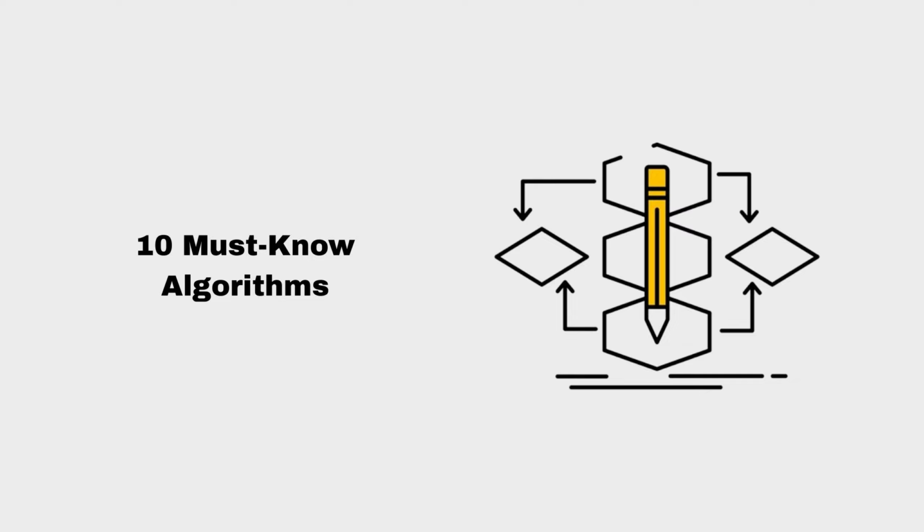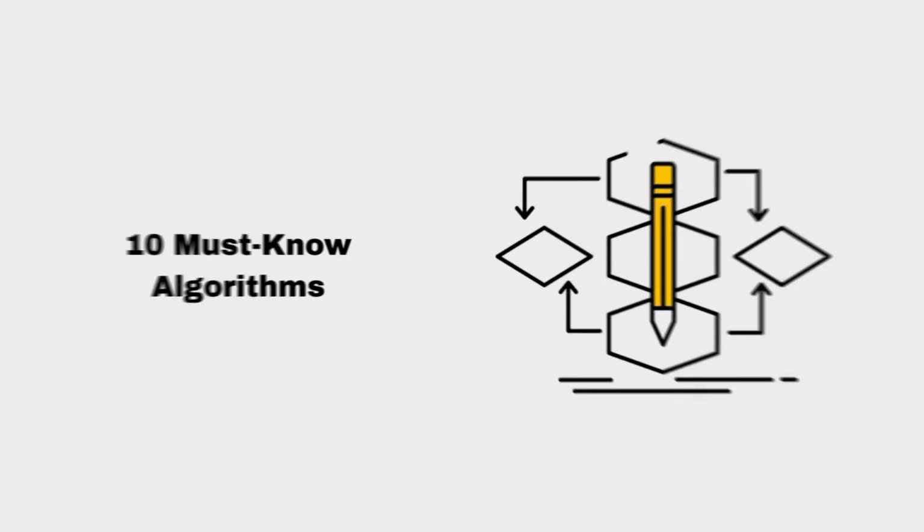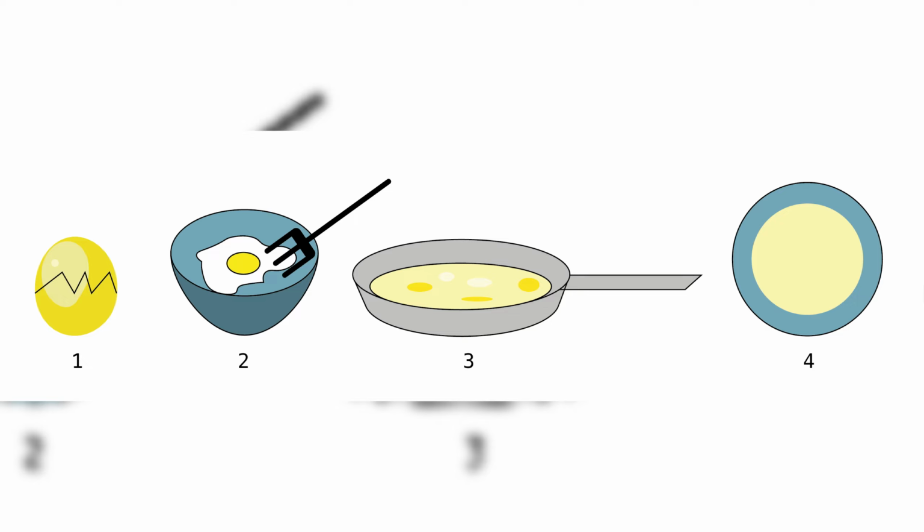Today, we're diving into the world of algorithms. Whether you're a beginner or just brushing up on the basics, we've got you covered. We'll explain 10 must-know algorithms, including binary search, bubble sort, and merge sort. Let's get started. First things first, what is an algorithm? Simply put, an algorithm is a step-by-step procedure to solve a problem or perform a task. Think of it like a recipe for your computer to follow.